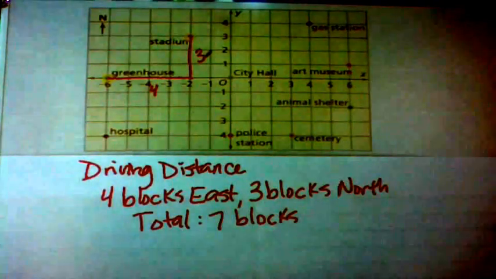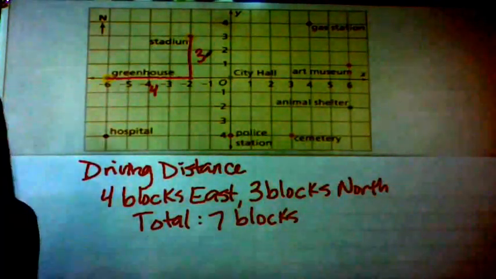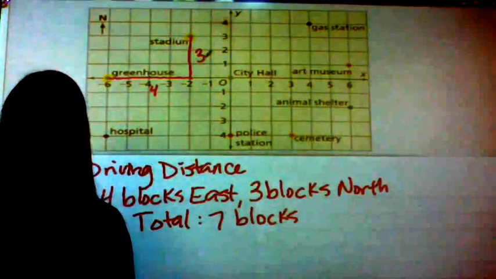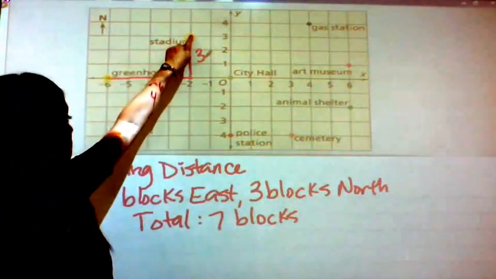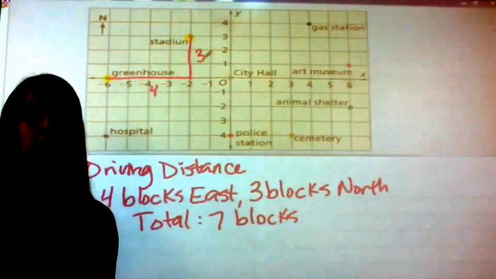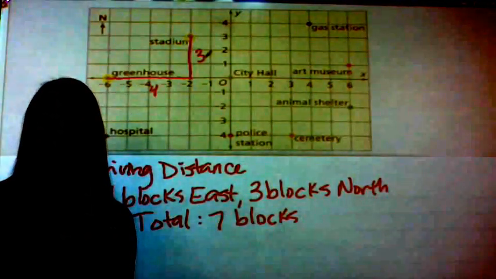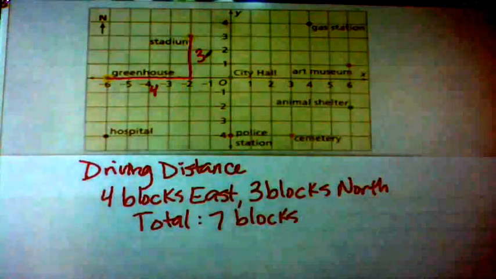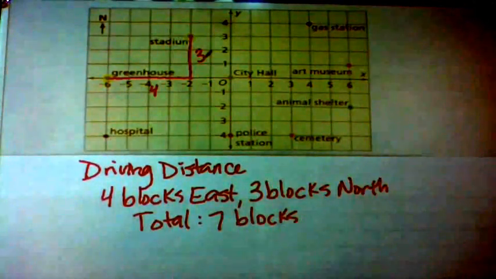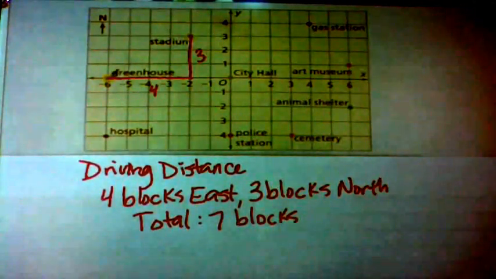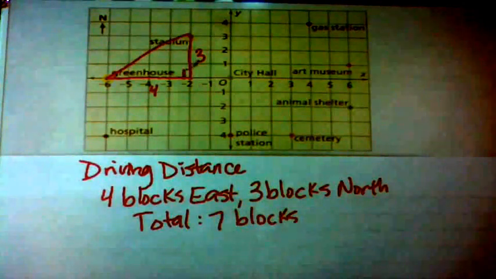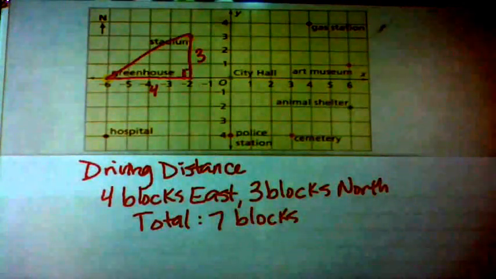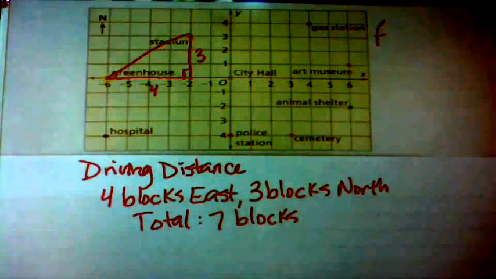Now, if we think about being in a helicopter, an emergency helicopter, needing to get there a lot faster, we want to fly from the greenhouse to the stadium in a diagonal line. The shortest distance between any 2 points is a straight line. So if I go ahead and draw that diagonal line, what we've created is a right triangle. So over here, I'm going to work out the flying distance.